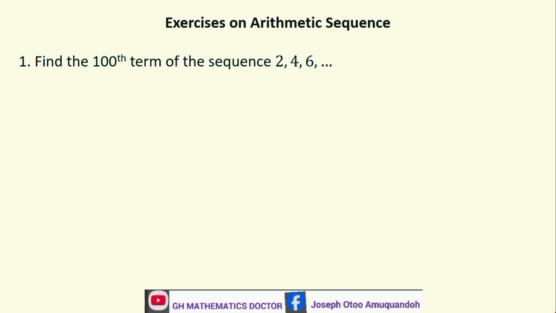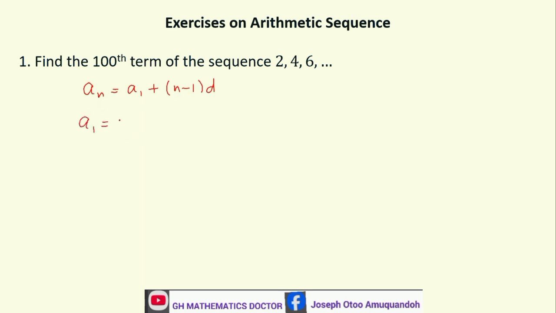So we are supposed to find the 100th term of the sequence on the screen. So you are supposed to use the formula that will help us to find the number of terms. So this is the formula, and the n stands for the 100th term that has been given. The a1 stands for the first term.